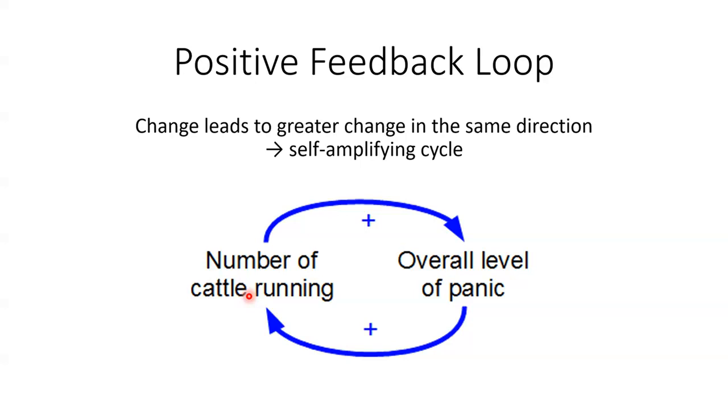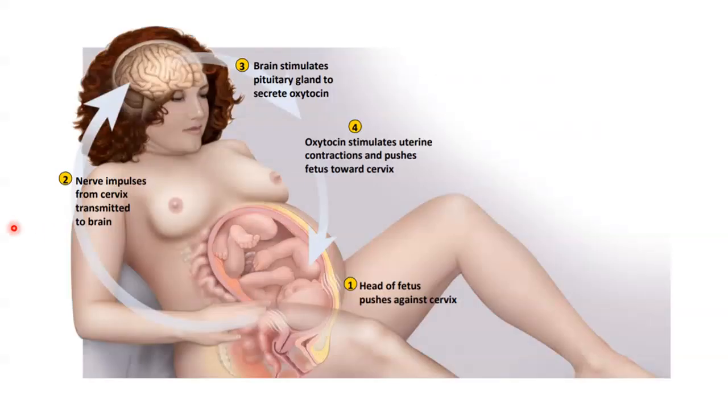You have big numbers of large animals all running in the same direction because something frightened or excited one of them, which frightened the next one, which frightened the next one, and so on and so on. So coming back to an example from anatomy and physiology, childbirth is a really nice example of a positive feedback cycle where change leads to more change. As the baby engages, so it moves down in the mother's uterus, the head of the baby pushes against the birthing person's cervix.